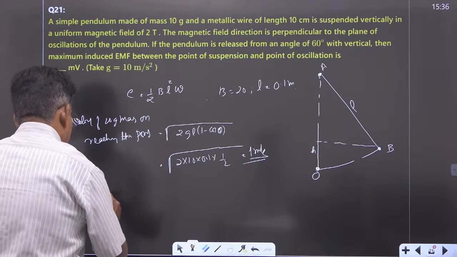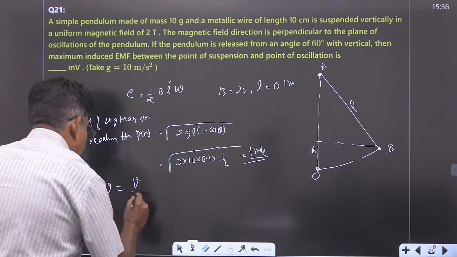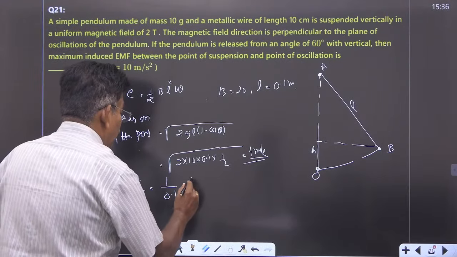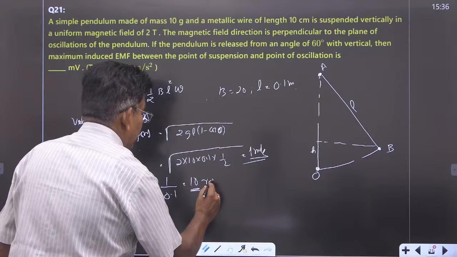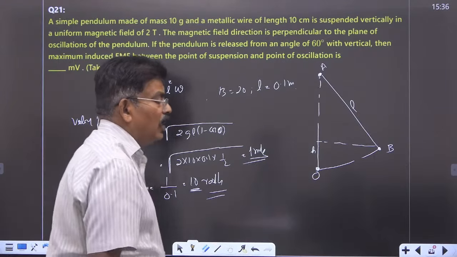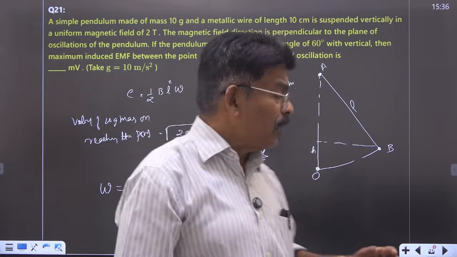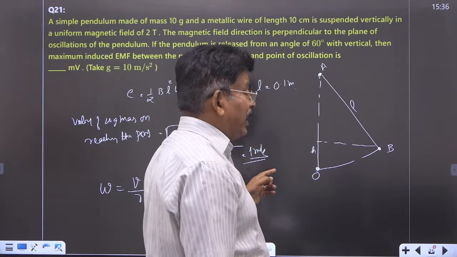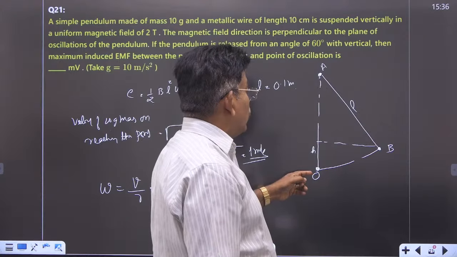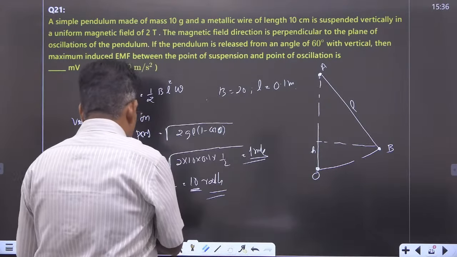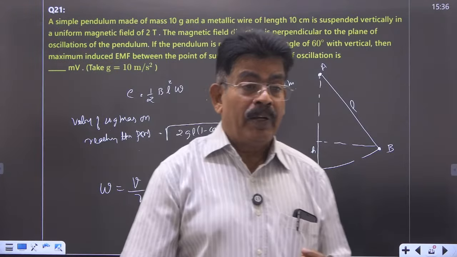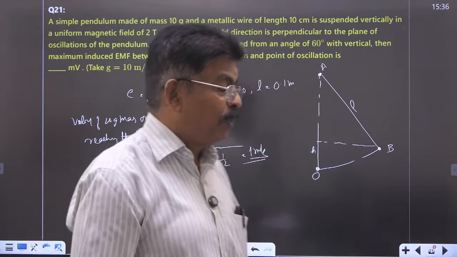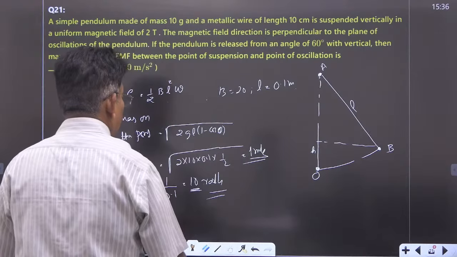Then I can calculate the angular speed, that is v by r. v is 1, r is 0.1, so the angular speed is coming to be 10 radians per second. So I have calculated the velocity at the bottommost point, which I got as 1 meter per second. It is at a distance of 10 centimeter or 0.1 meter. That made me calculate the angular speed of that point. But I know each and every point of the rod will have the same angular speed, which is 10. Now I can come to the problem.